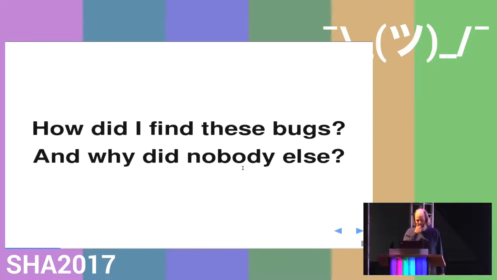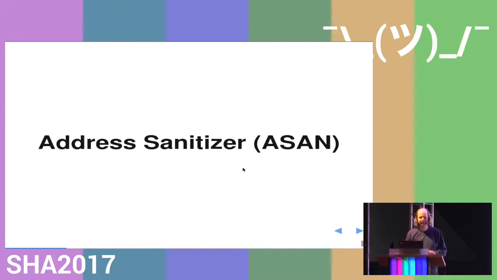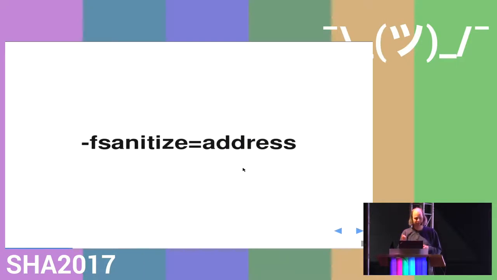So how did I do that, and why did nobody else find these bugs? Because clearly, they were triggered by the test suite, or just by running the application and trying to access it. What I'm using here is a tool called Address Sanitizer, which is a feature that is part of the compiler. It's available both in GCC and in Clang, the two usually used free and open source compilers, and you can activate it with this compiler flag.